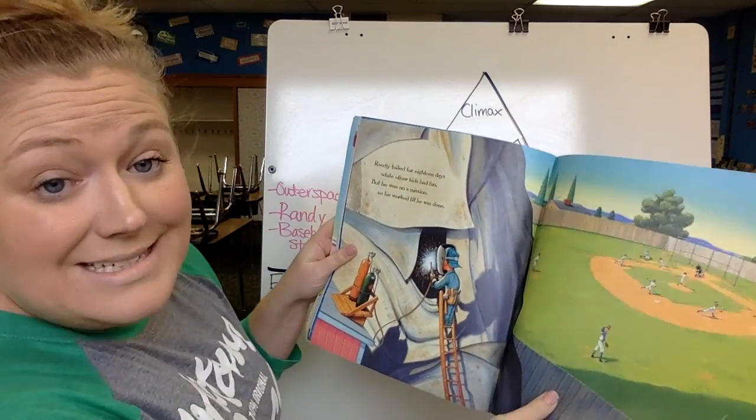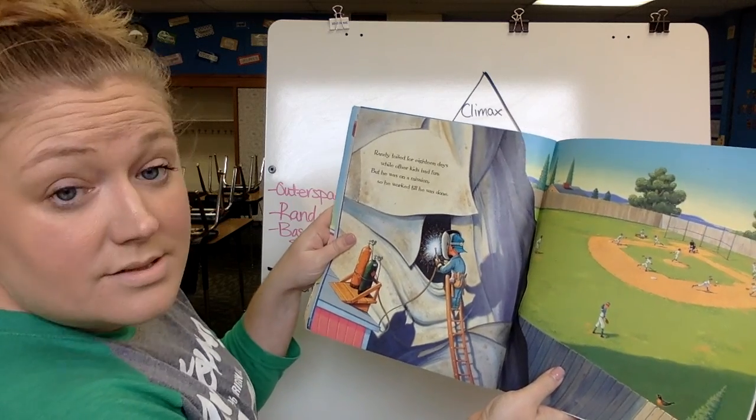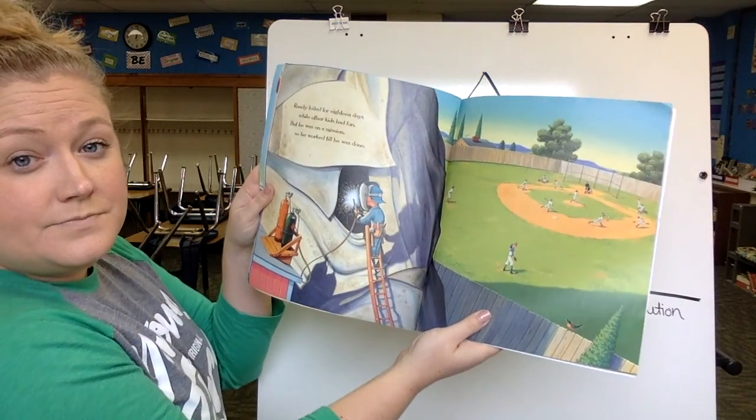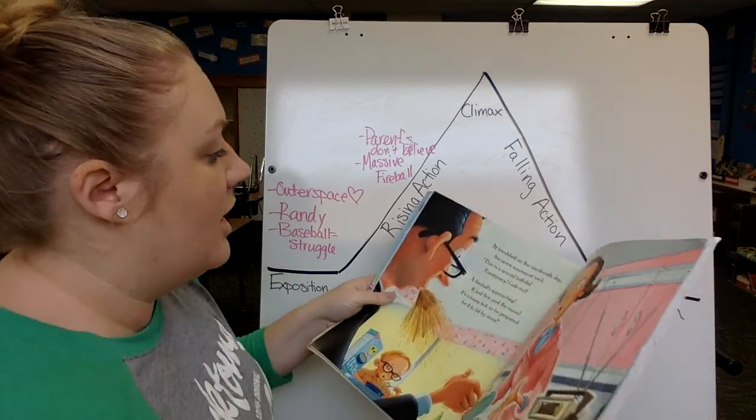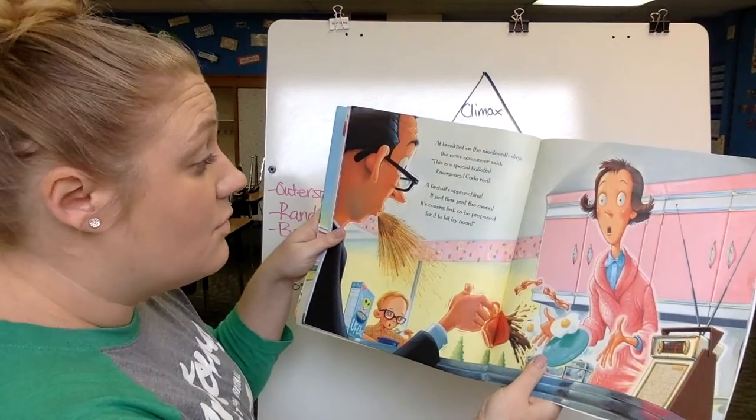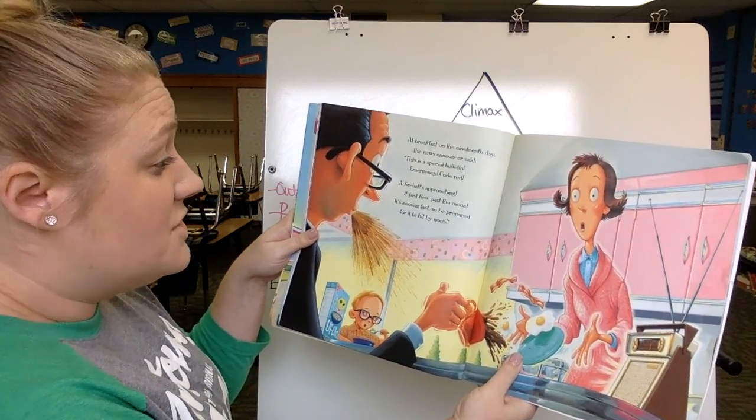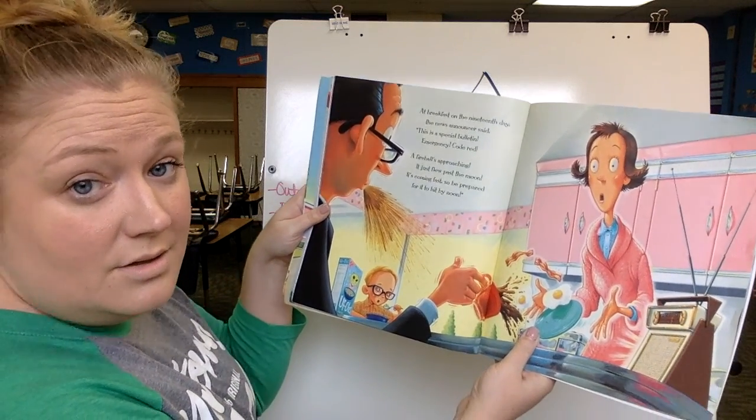Randy toiled for 18 days while other kids had fun, but he was on a mission, so he worked till it was done. At breakfast on the 19th day, the news announcer said, "There's a special bulletin, emergency, code red. A fireball is approaching. It just flew past the moon. It's coming fast, so be prepared for it to hit by noon."